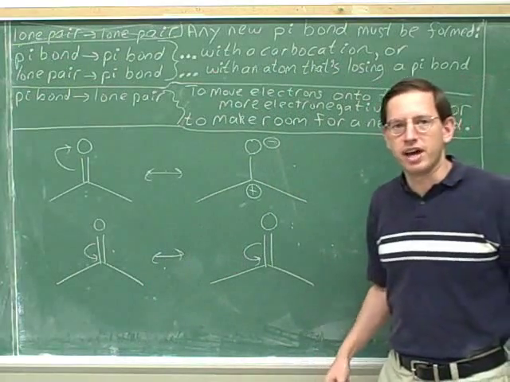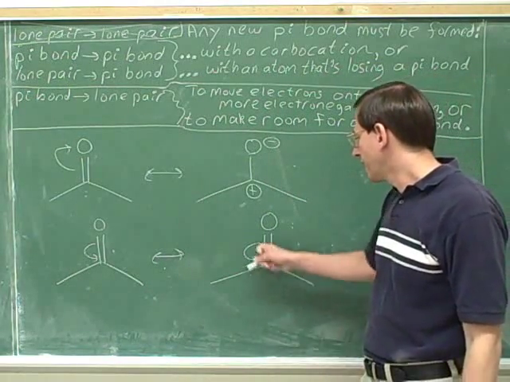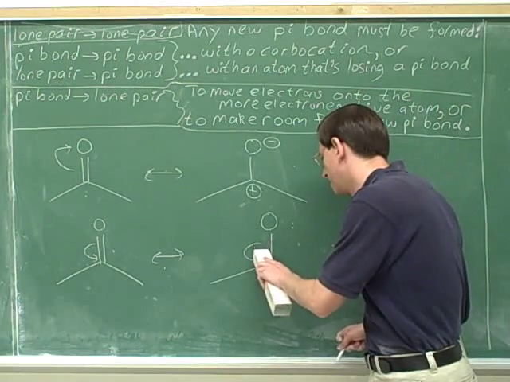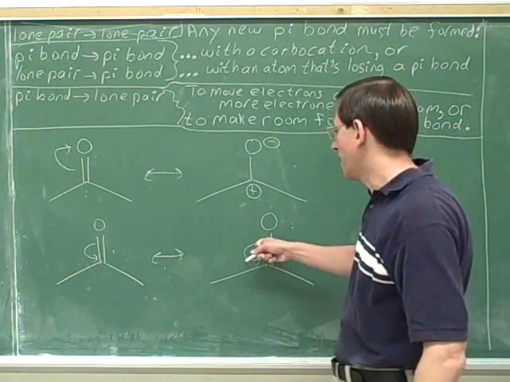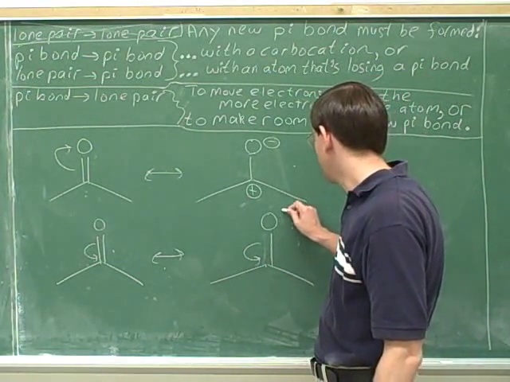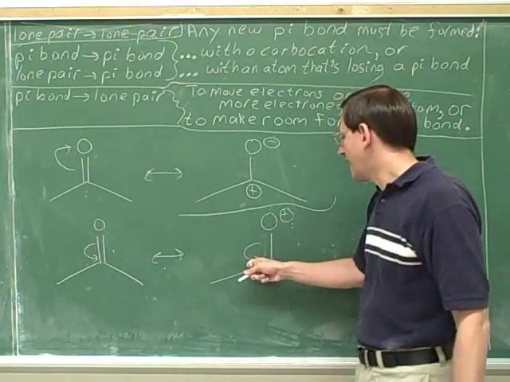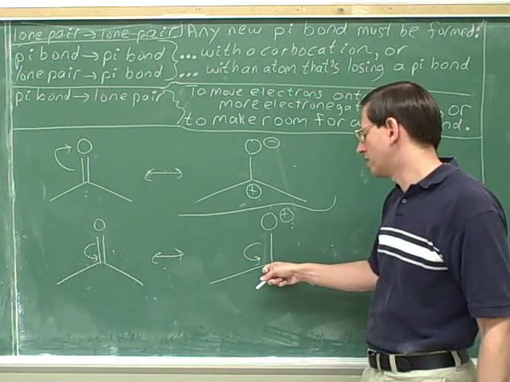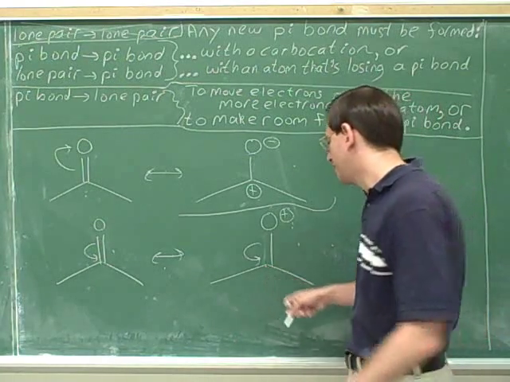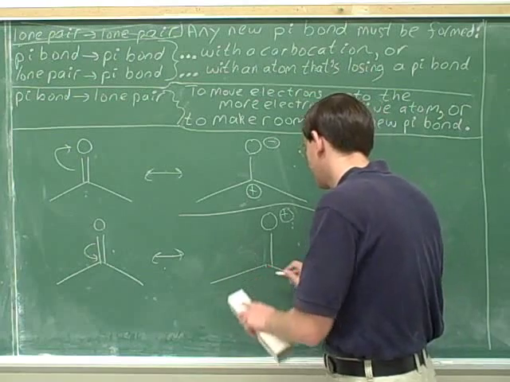Let's use redraw and modify to see what that resonance structure would look like. At the tail, we erase the pi bond. And then since the oxygen is losing the pi bond at the tail, it ends up with a positive charge. At the head, we're going to put a new lone pair on this carbon, and since this carbon is at the head, it's going to get a negative charge.